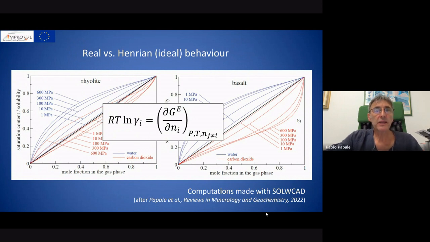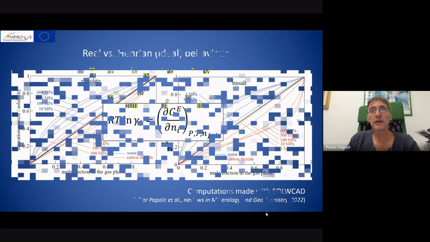In the next lesson, we will see how to model the excess Gibbs energy of a mixture, and in particular of silicate melts. After that, we will be ready to use the model, make calculations, and explore multi-component water and carbon dioxide saturation in silicate melts.